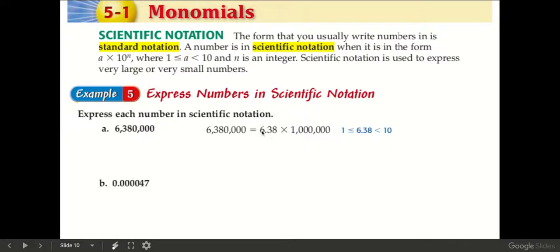And so that would give me a number between 1 and 10, but I need it to be times 10 to some power. Well, 10 to the 6th power is actually going to give you a million, which gives me the clue when I move the decimal place over.